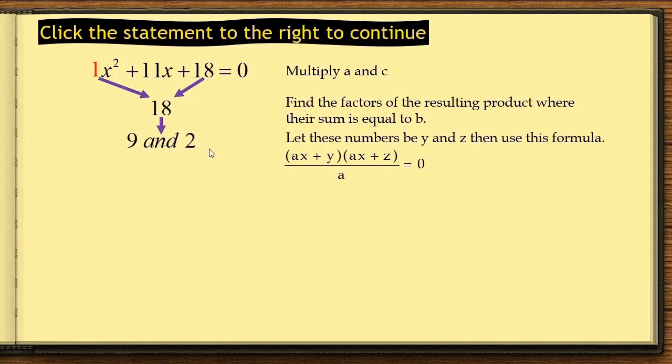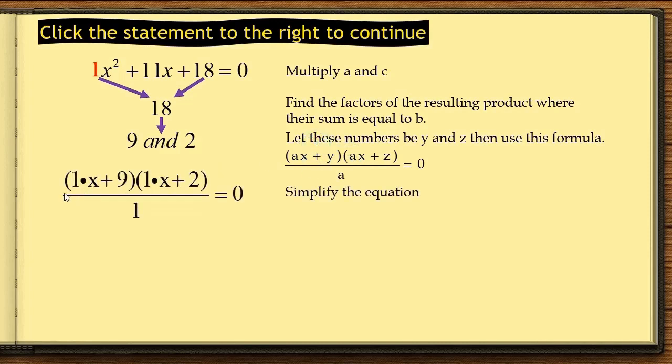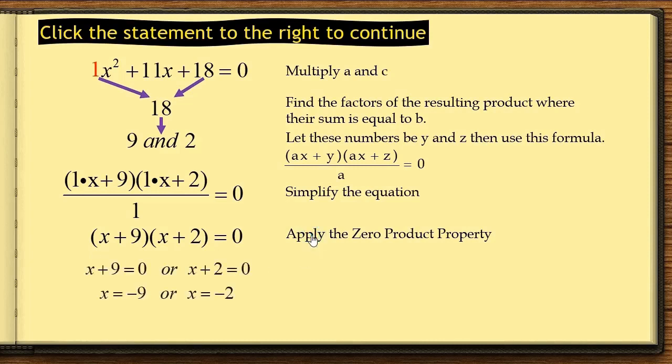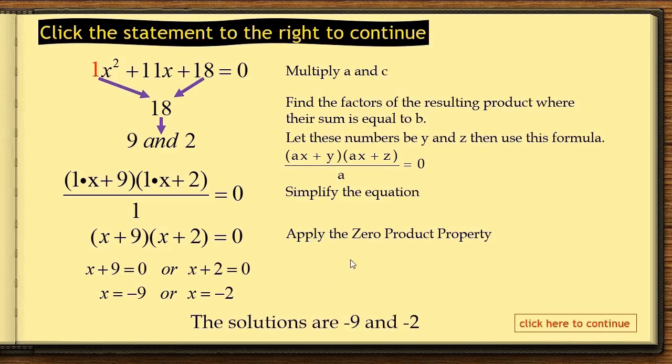Then let y be 9, and let z equal 2. So by just substituting the values of a, y, and z in this formula, we will have this answer. Okay, and by simplifying, we will now have x plus 9 times x plus 2 equals 0. And by applying the zero product property, the solutions are negative 9 and negative 2.